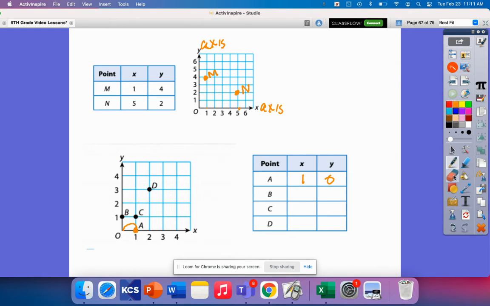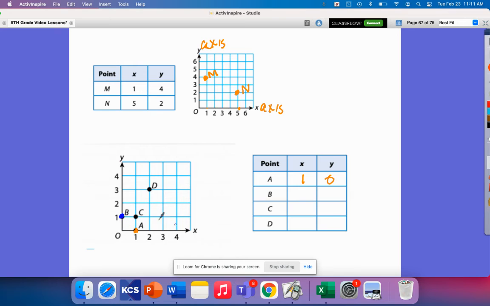Now let me just erase this little part right here. Let's find B. Okay, so B is right here. I need to find the X value. Here's the X value. It's 0. I stayed right here at the origin and I didn't go anywhere. But I do have a Y value. The Y value would be 1. So that's (0, 1).